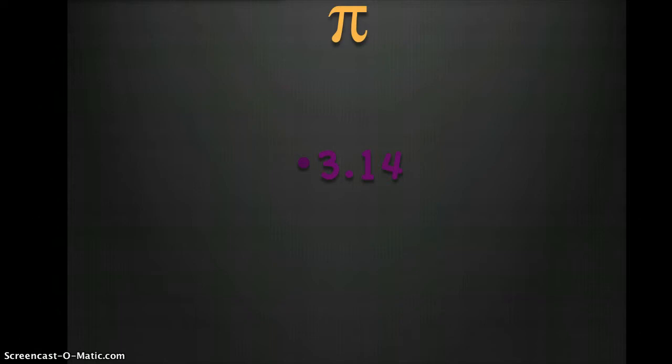Pi is an irrational number, which means that it cannot be written as a fraction. Also, if you were to write pi as a decimal, it never ends. So we use the approximation of 3.14 when used in formulas.